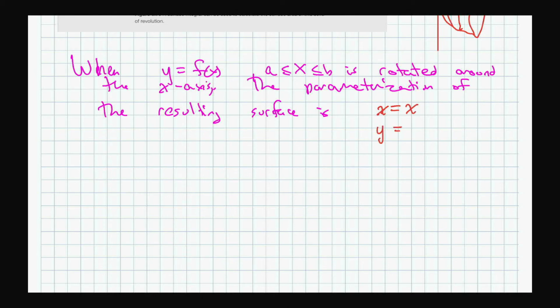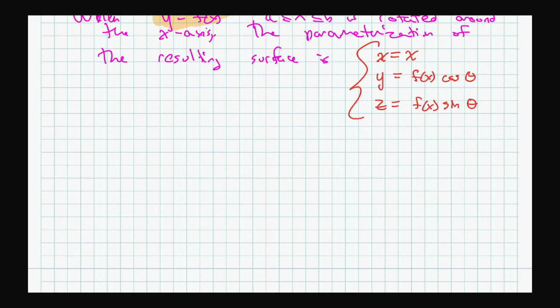And then for y and for z, previously y was f of x. Your new y is going to be f of x cosine theta, or cosine t. I'll do theta. And then your z is going to be f of x sine theta. And so that's just the parameterization you're going to use as a quick way to do this without thinking too hard.